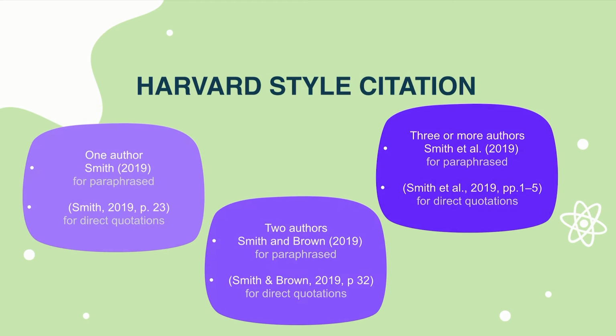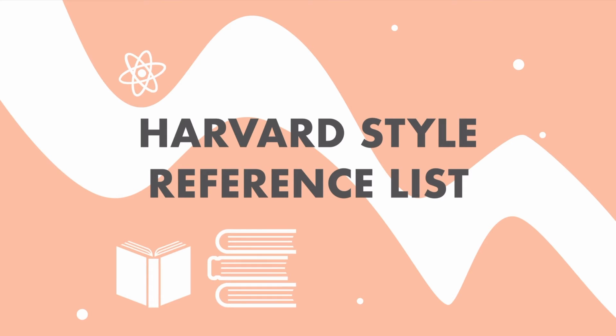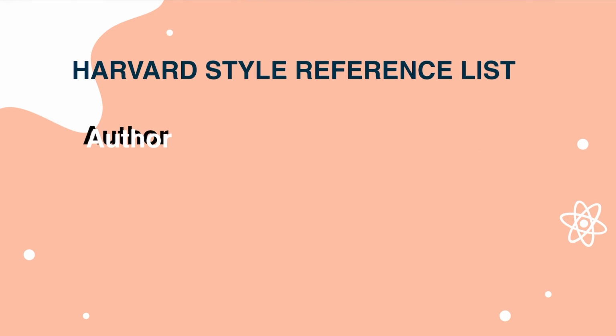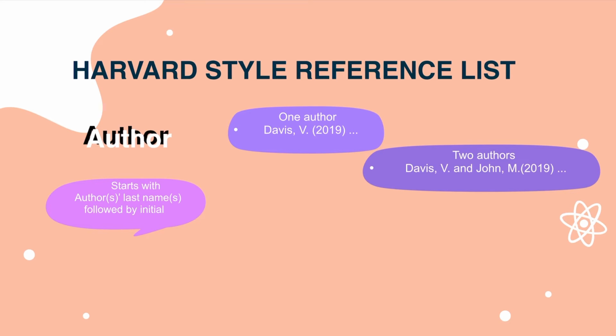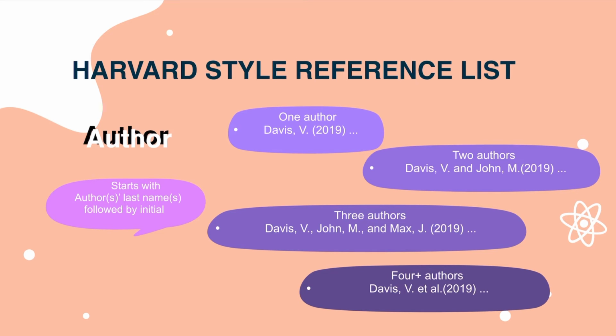Now we're moving on to the Harvard style of reference list. In Harvard style, we have different formats for different sources. Here, I'm going to talk about three sources: books, journal articles, and websites. Before talking about all of that, I want to talk about the author first, as it's the first component of a reference list. The rule is the author's last name is always first, then a comma, followed by the initial. The format for one author is like this, and for two authors, you just basically add the name. Three authors, you just stack another one, and for 4+ authors, you use the phrase et al.